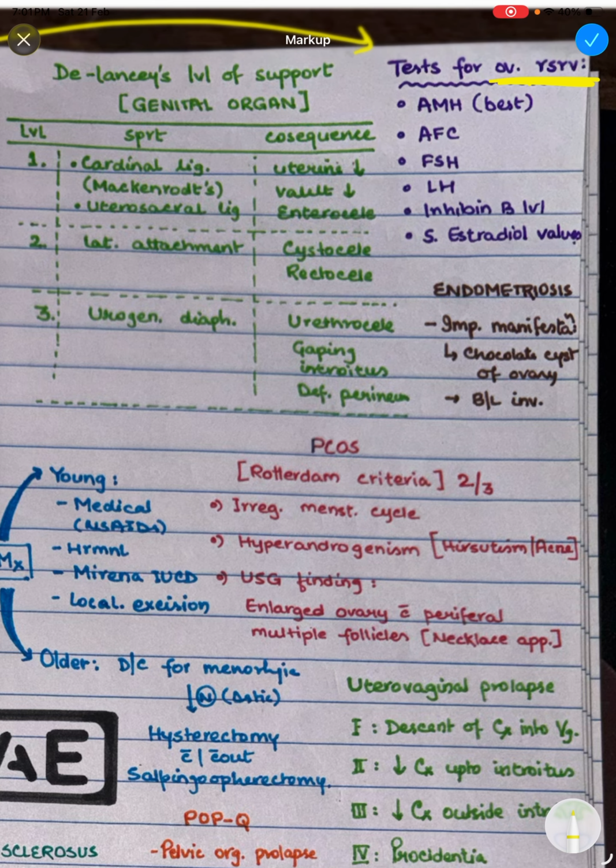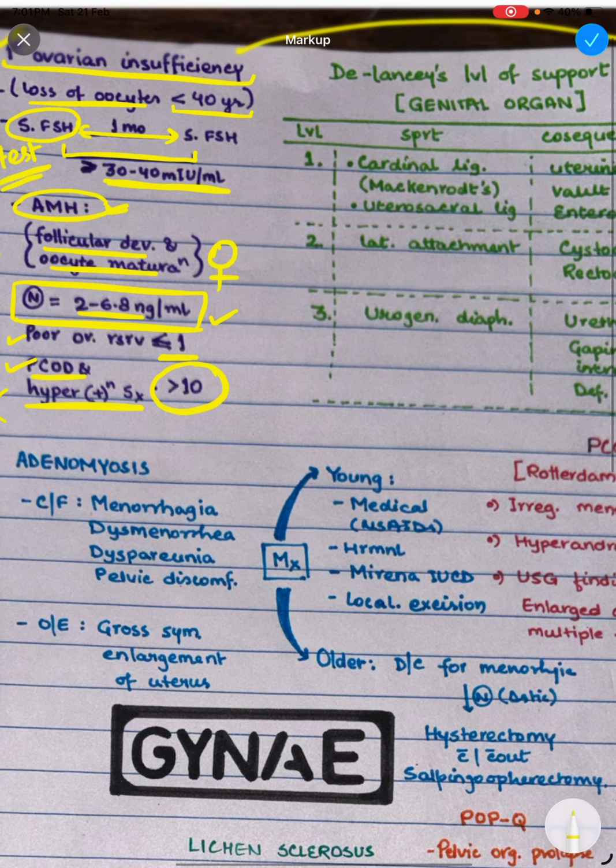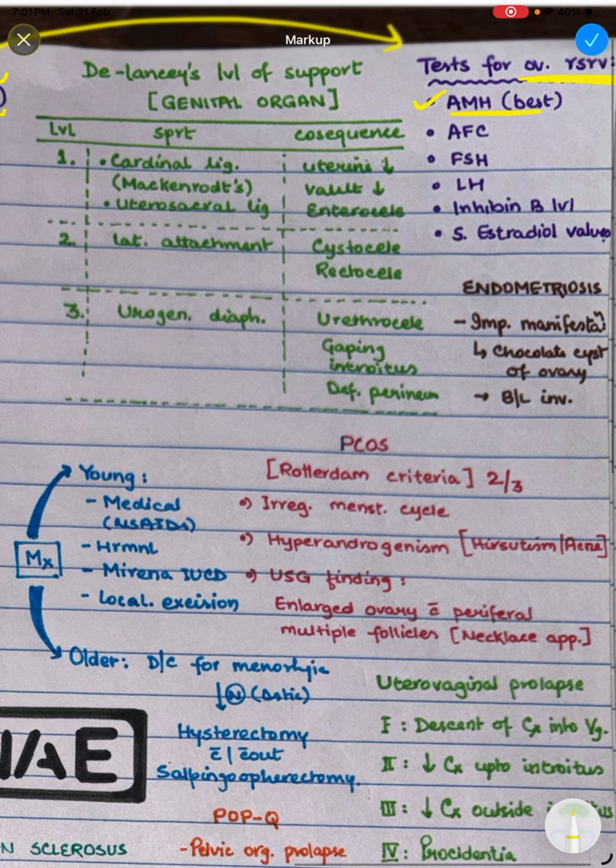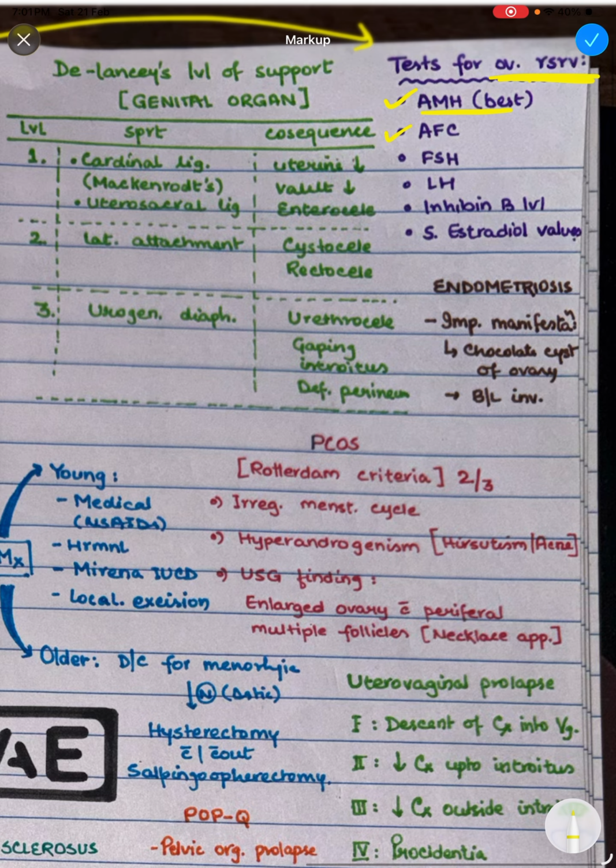For checking the ovarian reserve of a female, there are some tests. The best one is AMH. As I have already told, it signifies follicular development and oocyte maturation. So the first one is AMH, the second one is AFC, antral follicular count, the third is FSH and LH, the next one is inhibin B level, and the last one is serum estradiol values.